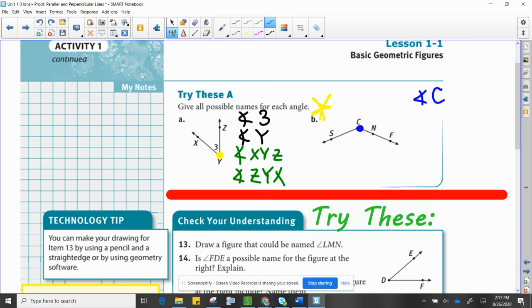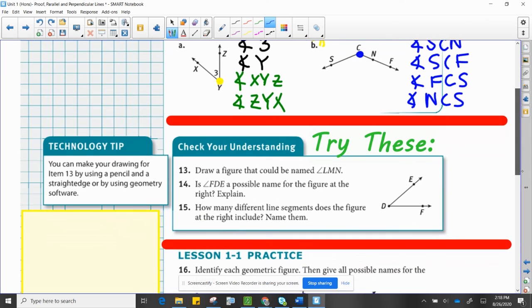And then I can use any 3 points that I want, so I can call this angle, let's say, SCN. I could also use SCF. I can use angle FCS. Or I can even call it angle NCS. So all of those are possible ways to name that angle. So there's not just one answer. There's more than one.